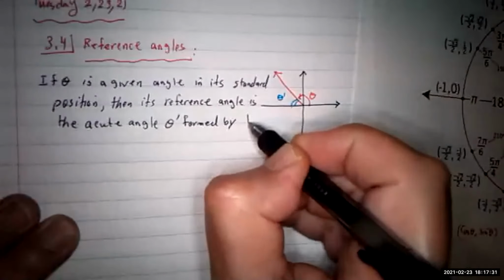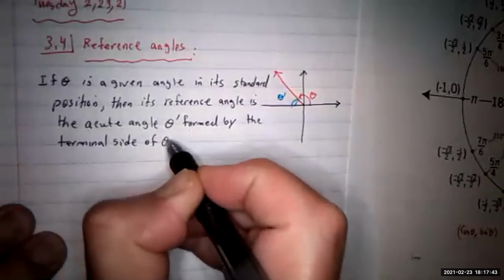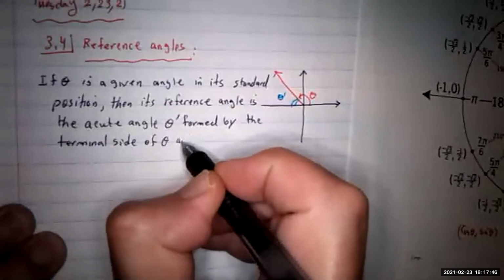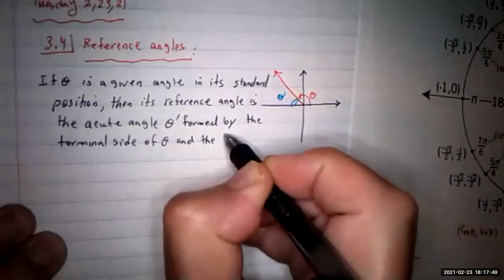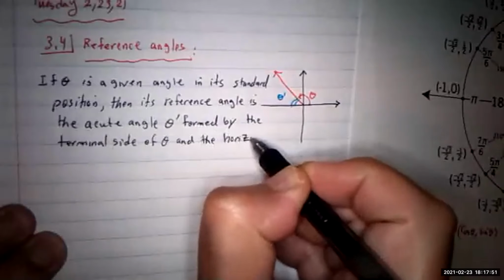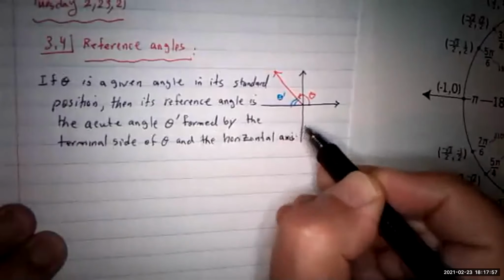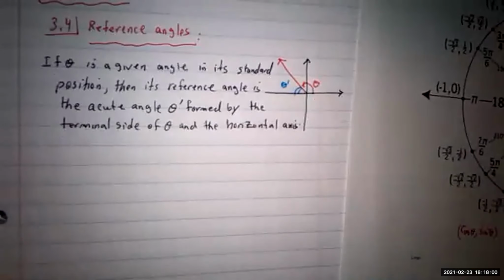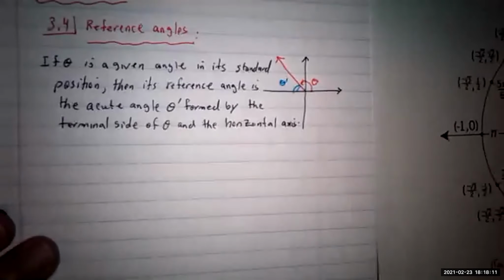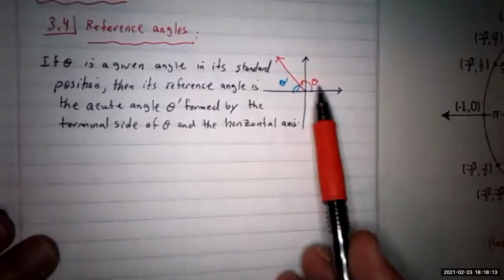This is called the reference angle, because everything would be reduced to the reference angle. When the angle is getting bigger and bigger, we shrink it. We shrink it by the reference angle. Okay, so I've already talked about one of them.